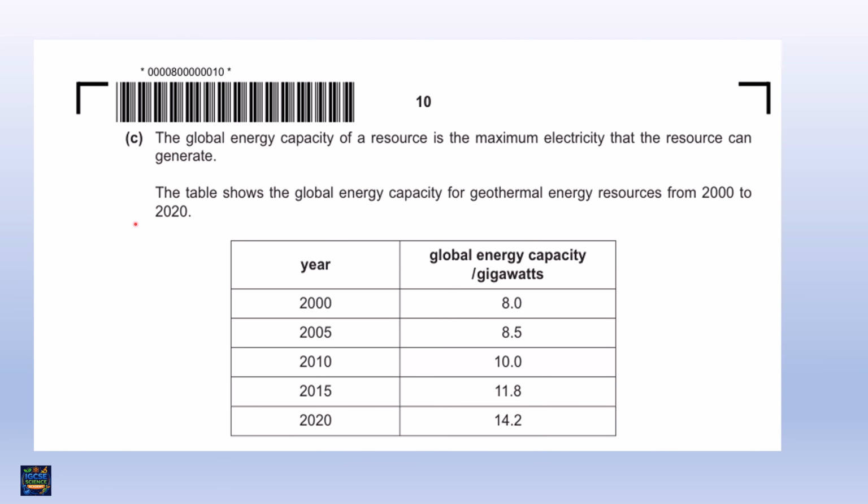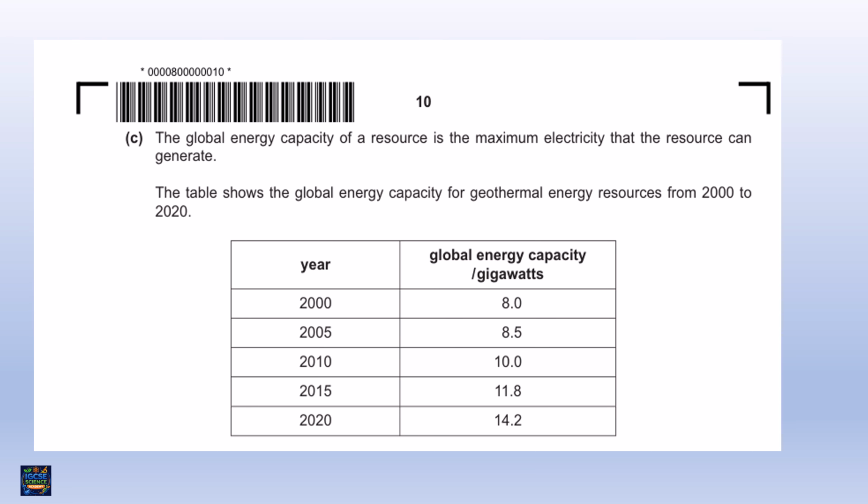Question number 5, part C says the global energy capacity of a resource is the maximum electricity that the resource can generate. So this is a table-based question, and the table shows the global energy capacity for geothermal energy resources from 2000 to 2020. The years are here: 2000 global energy capacity in gigawatts 8.0, 2005 8.5, 2010 10.0, 2015 11.8, 2020 14.2.